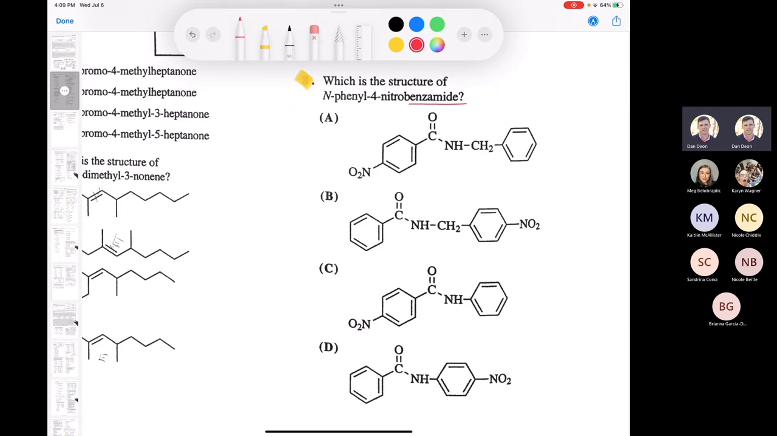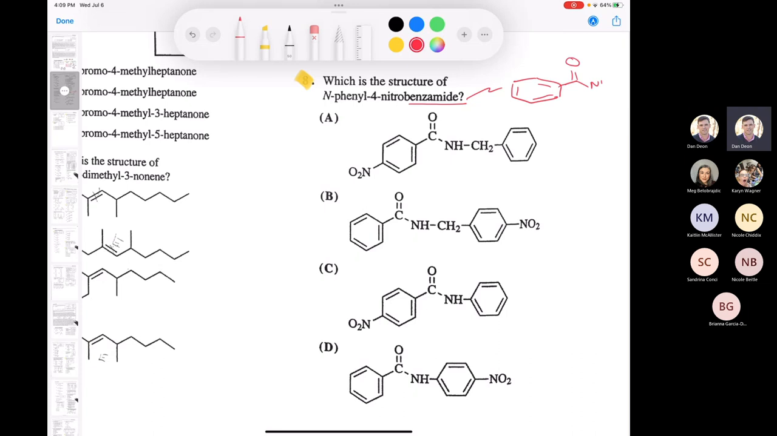So benzamide, if you remember, we had benzoic acid. Well, if you made the amide of benzoic acid like this, this is called benzamide. Okay, this compound right here, it's just the amide equivalent of benzoic acid.